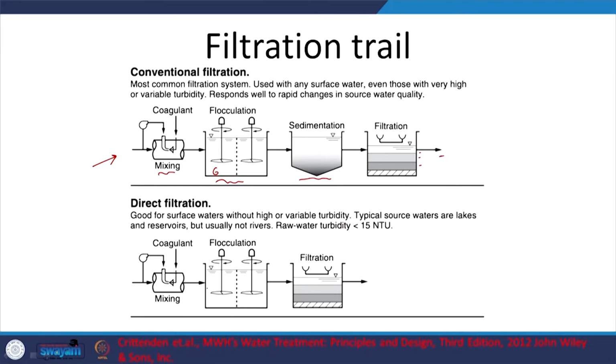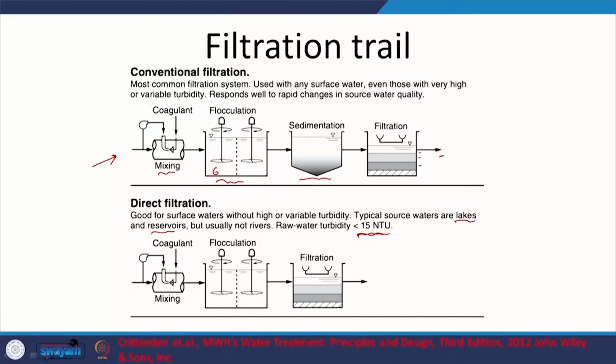But let us say when the water source is such that the raw water turbidity is not very high, and here the case we are looking at is lakes or reservoirs, let us say, where the water is not moving, but is relatively static, and there with the assumption that the turbidity of the water coming in is low, we are going to do away with this sedimentation step, and after flocculation you are directly going to have filtration.